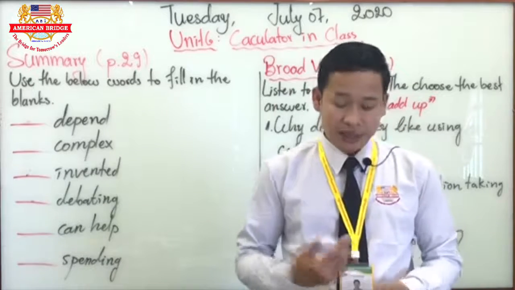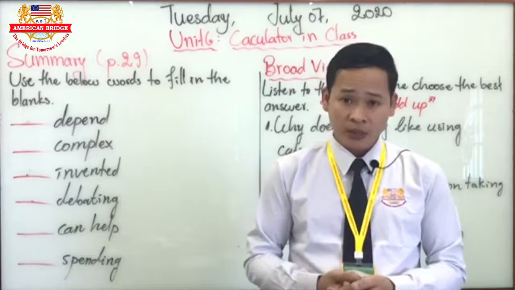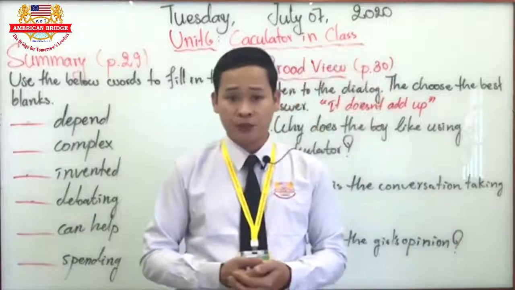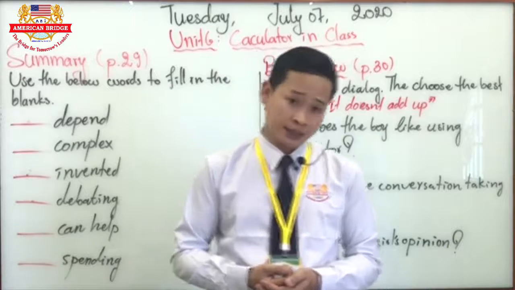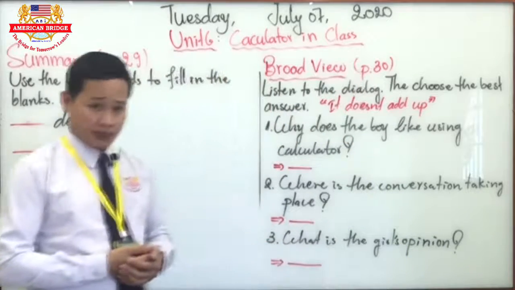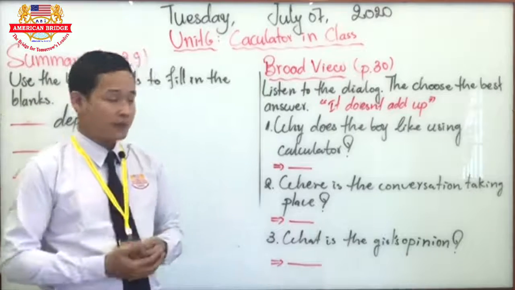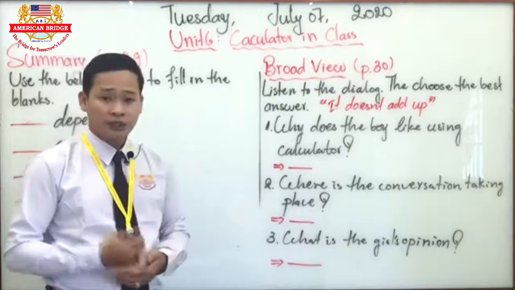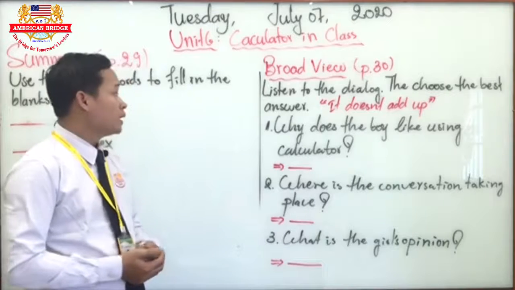So this is the topic that we talked about so far in this unit, everyone. Now the teacher would like you to move to the next part, the dialogue on page 30. In the conversation between the girl and the boy, they talk about how they use calculators, and they are going to buy one as well.